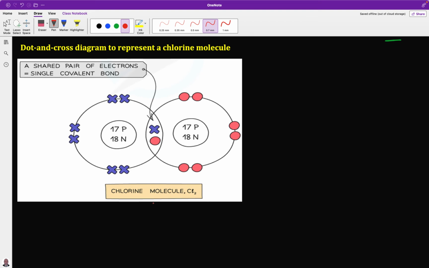Then let's go to another one, the chlorine molecule. As I said, it has 7 electrons in the outermost shell. It is unstable and it needs to complete its octet. So the 2 atoms will come together.